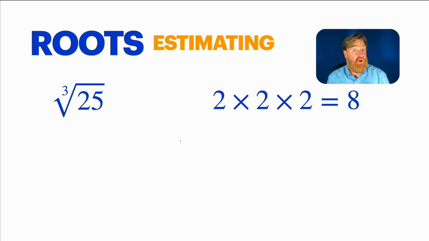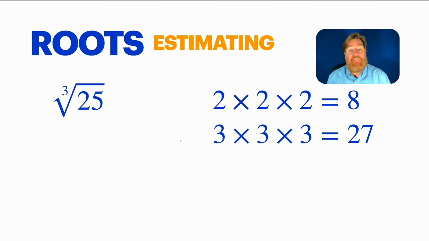Remember, we're trying to get 25, so 2 is too small. How about 3? So 3 cubed is 27. Ooh, that's close. And in fact, 27 is more than 25, so the cube root of 25 is probably just a little bit under 3. See how close we got to 25 by cubing 3?